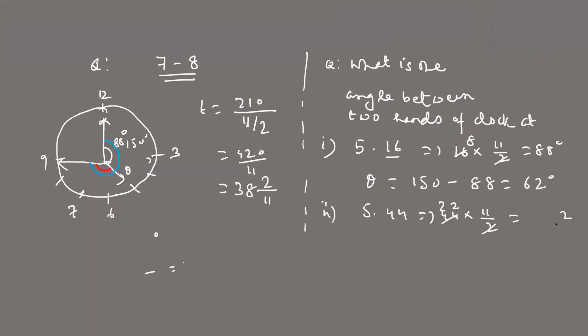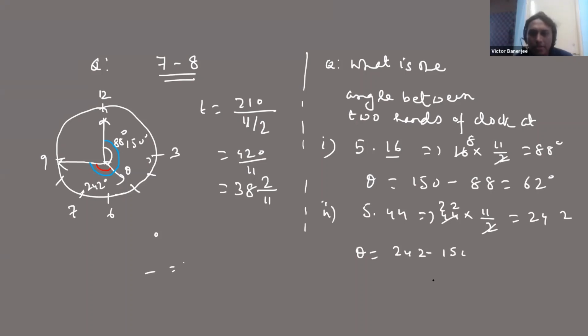So this angle in blue is 242 degrees. What is the angle between the two hands of the clock in red? That would be 242 minus the initial angle. Clear, both of you?